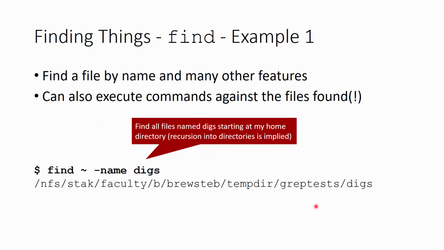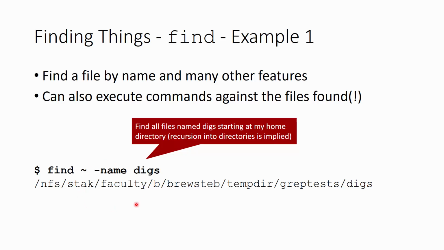The find command is actually built to find files, and you can specify that it finds things in lots of different ways. So here we're going to specify that we are looking for a file by name, but you can have it refer to other things as well, like find files of a particular size. So we can also execute commands against the files that are found, which is a little bit nuts, and we'll show an example of that here in a sec.